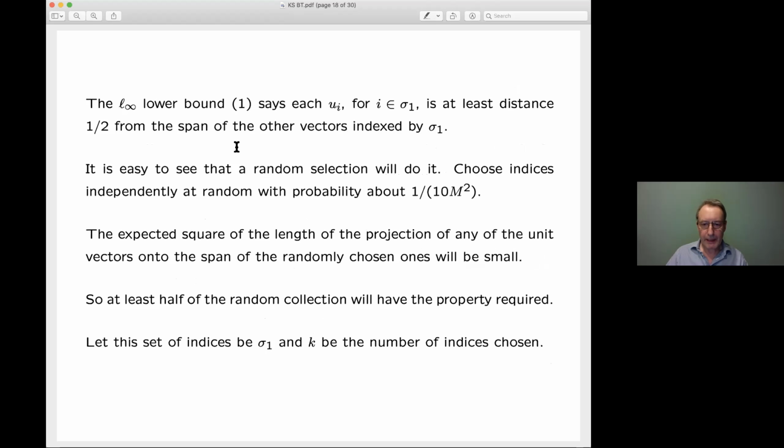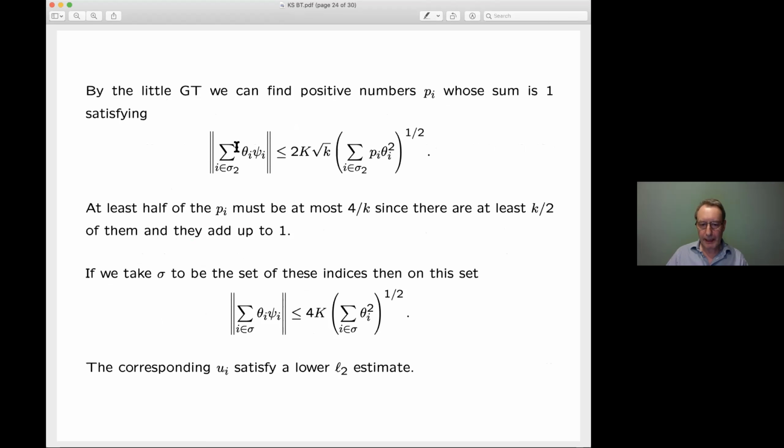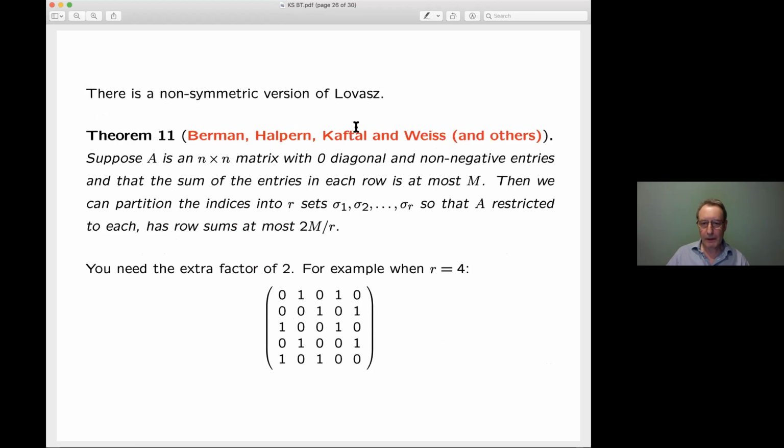However, it does rather raise the question, is there a non-symmetric version of the theorem? And indeed there is, and it appears in a paper of Berman, Halpern, Kaftal, and Weiss, which was published in about 88 or 89, I think.